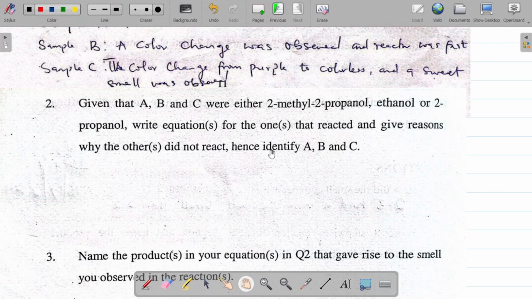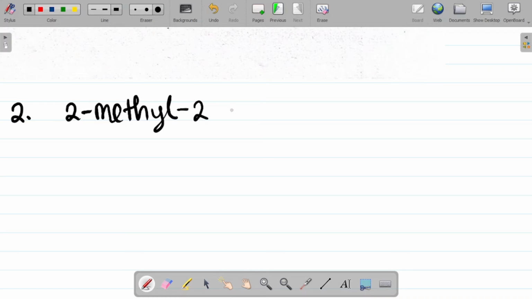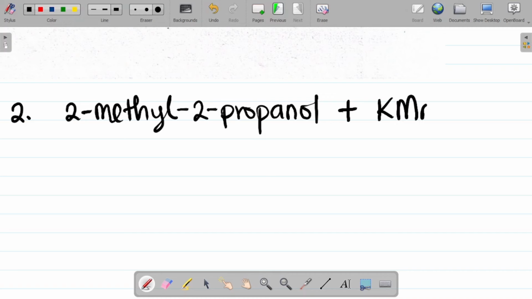All right, so we'll start with 2-methyl-2-propanol reacting with potassium permanganate. So question 2, let's start with 2-methyl-2-propanol plus potassium permanganate. All right, let's write out the equation for this.